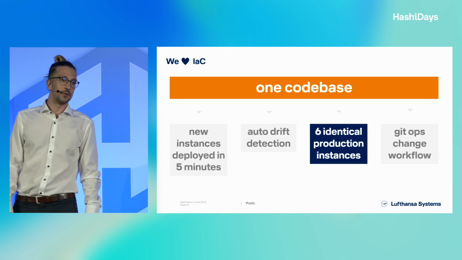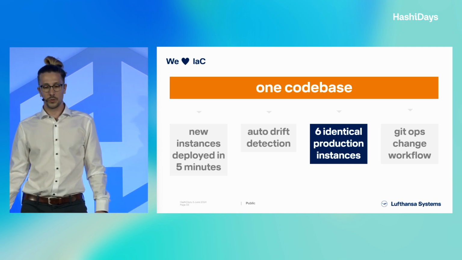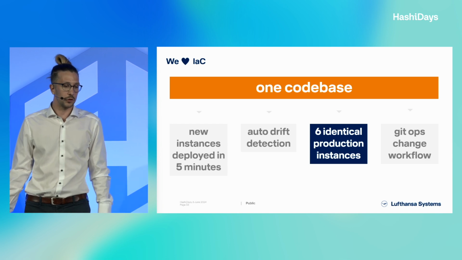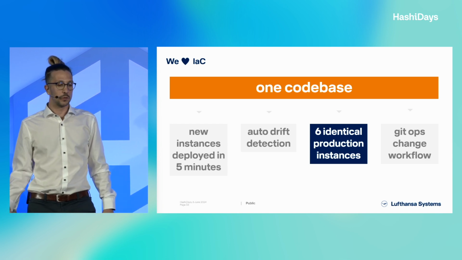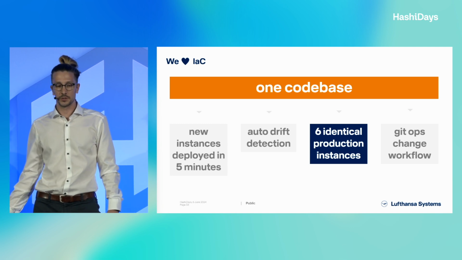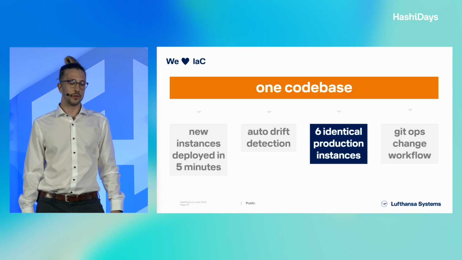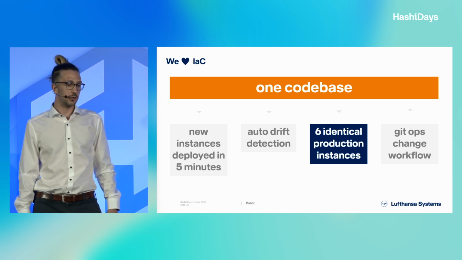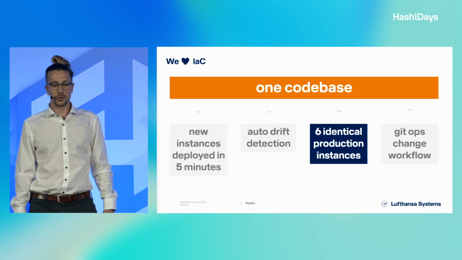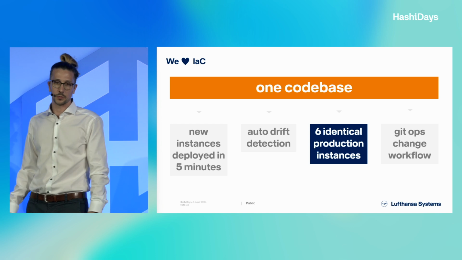That's why we love infrastructure as code. In the network team, we maintain one code base with which we deploy 6 identical production instances. We can deploy a new one in 5 minutes. We have auto drift detection to make sure that the running infrastructure matches the codified one. And we leverage the powerful GitHub change management workflow.